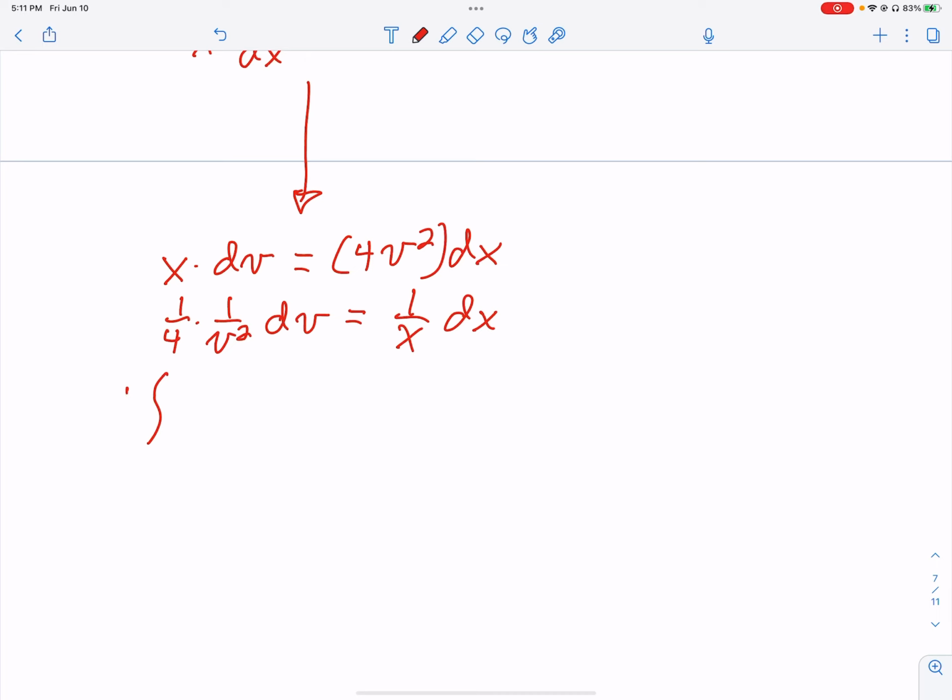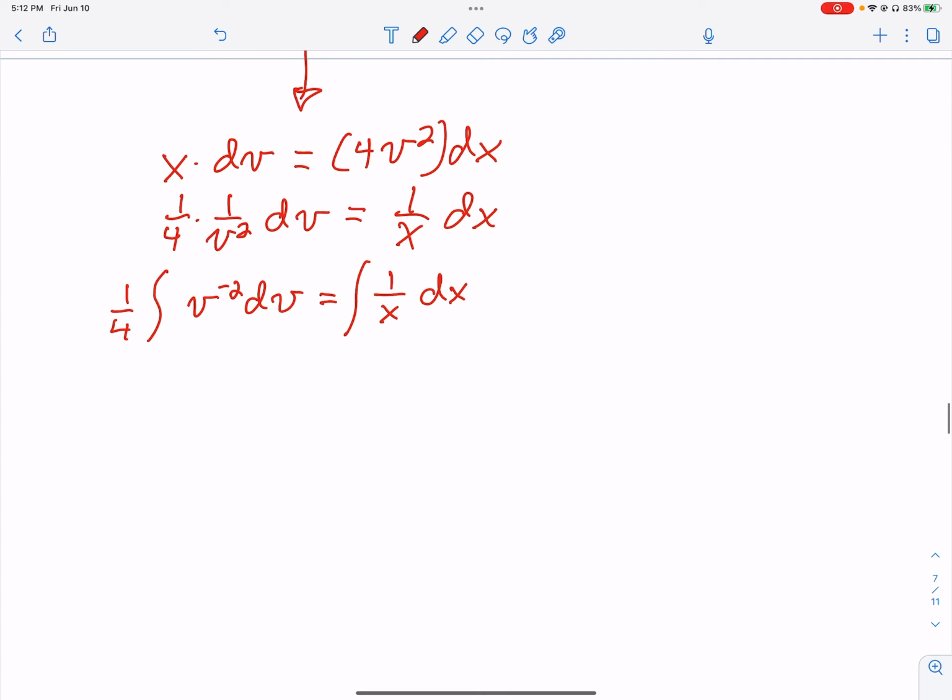Now I will take my integral. The 1/4 can come out. I got v to the negative 2 dv. And then I'm leaving the 1 over x because I know that integral. We do it a lot in this class. All right, so I get negative 4 v. I raise it by 1, that's negative 1, and divide by my new one. Over here, I get ln of x plus c.